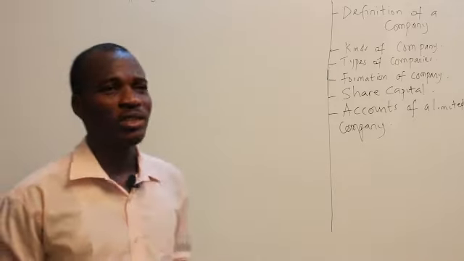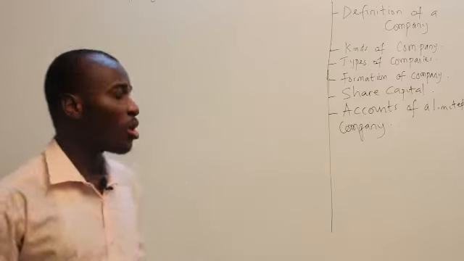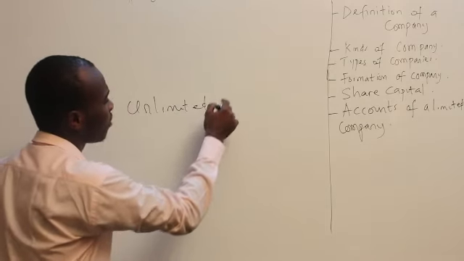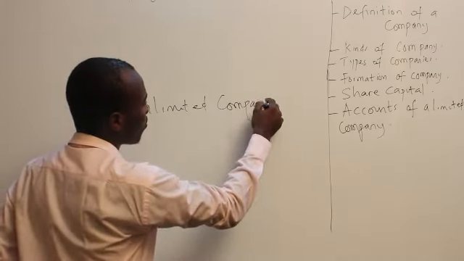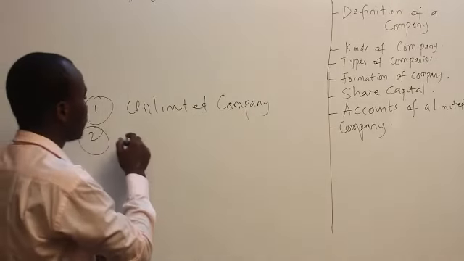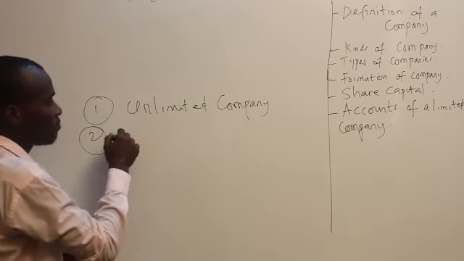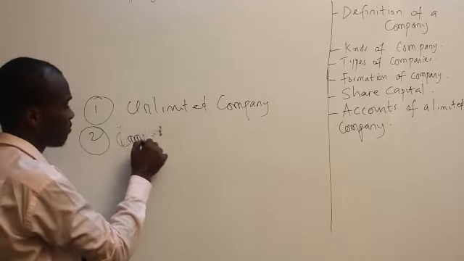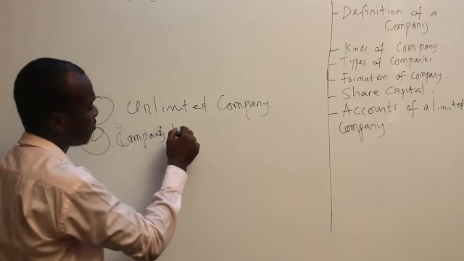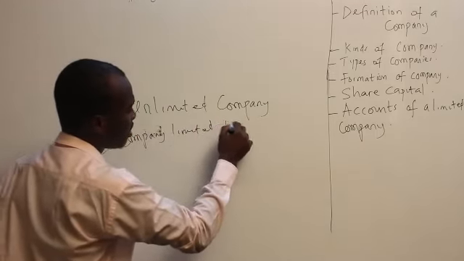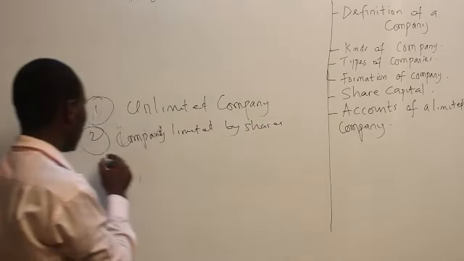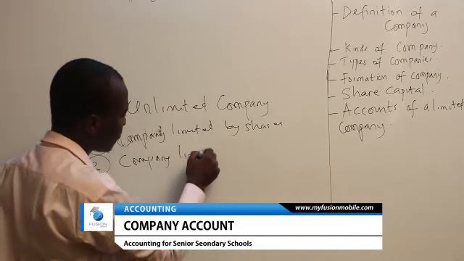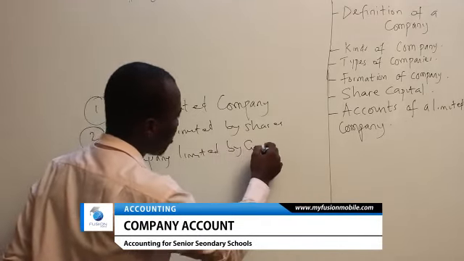We have the kinds of company. Generally, we have three kinds of company. Firstly, we have unlimited company. Next, we have company limited by shares, and also we have company limited by guarantee.